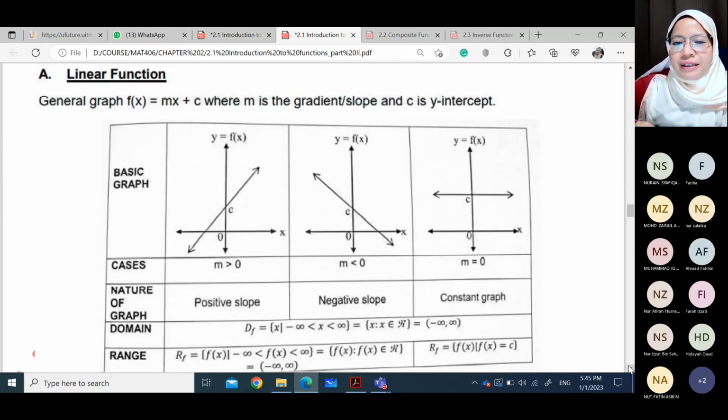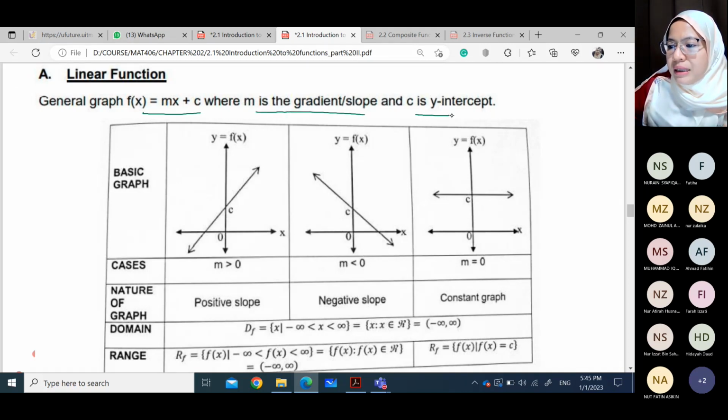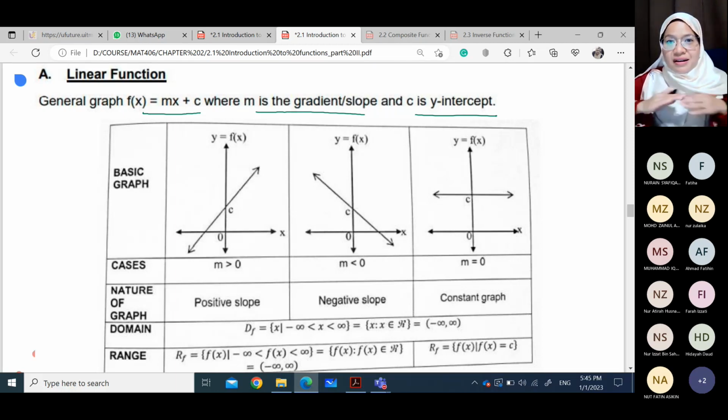Okay, so kalau faham kita tengok linear function. Okay, so general graph for linear is mx plus c, where m is the gradient or slope and c is a y-intercept. So maksud gradient, kalau kita punya graph ada straight line, dia memang straight line macam ni. Bila kita sebut linear, dia mesti straight line, garis lurus.